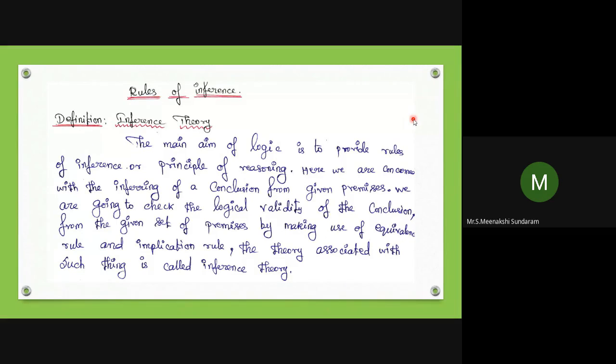Rules of inference, the same method we can write here. And also quantifiers we can include in rules of inference. Okay, what are rules of inference as a definition? Inference theory. The main aim of logic is to provide rules of inference or principles of reasoning. Here we concentrate on inferring a conclusion from the given premises.